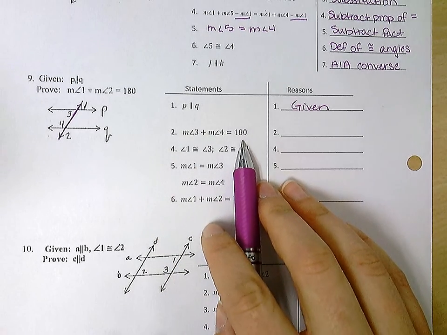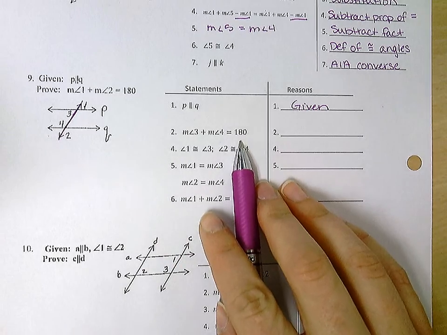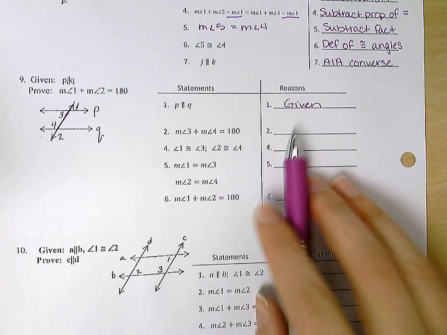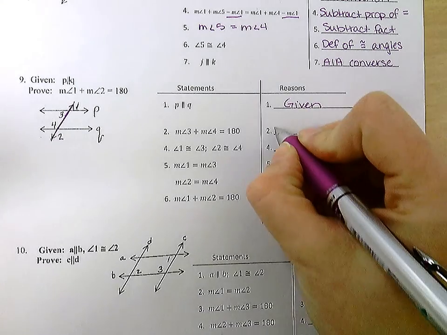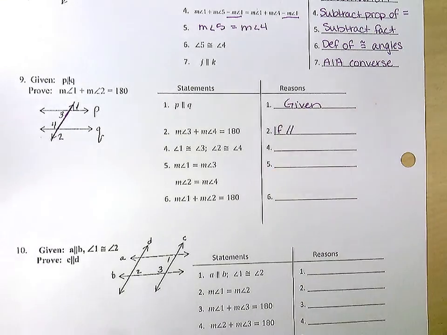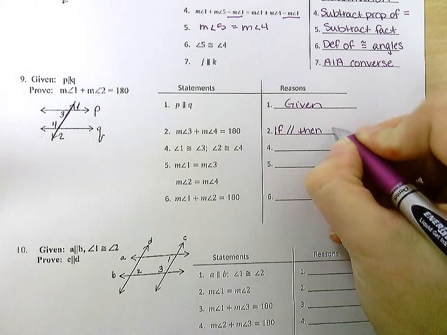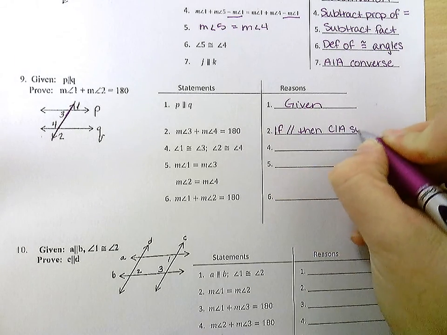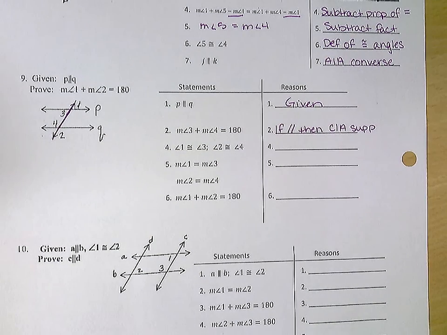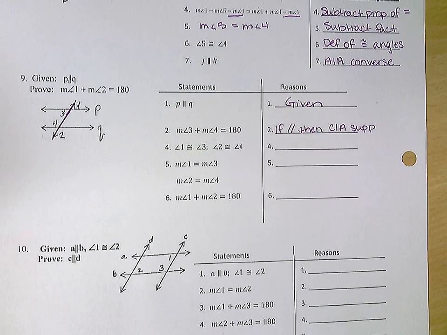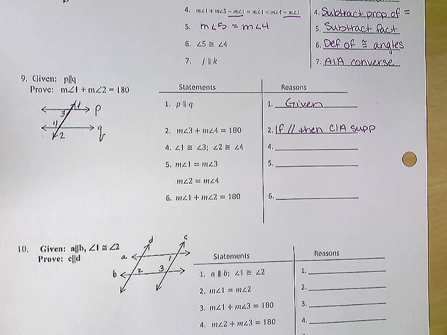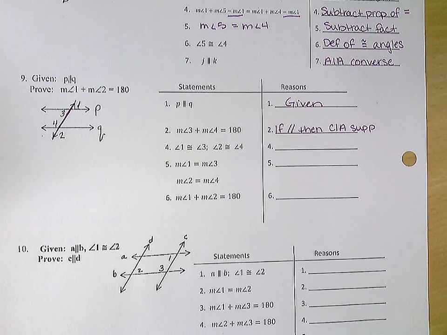Consecutive interior angles are supplementary. So this reason is the one we wrote at the beginning of the chapter. You have to write: if lines are parallel, then consecutive interior angles are supplementary. You're given parallel lines, so you use if parallel. You already had that the lines were parallel, so you use if parallel, not a converse.